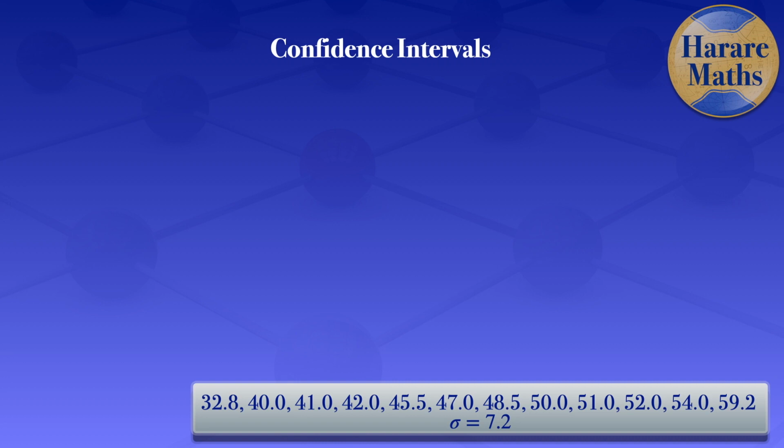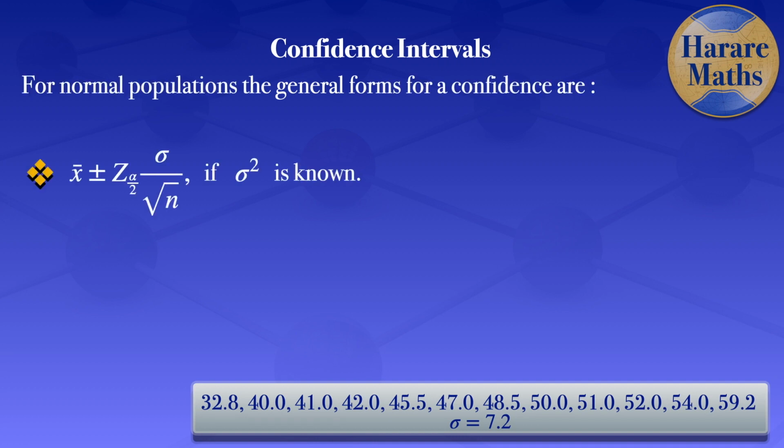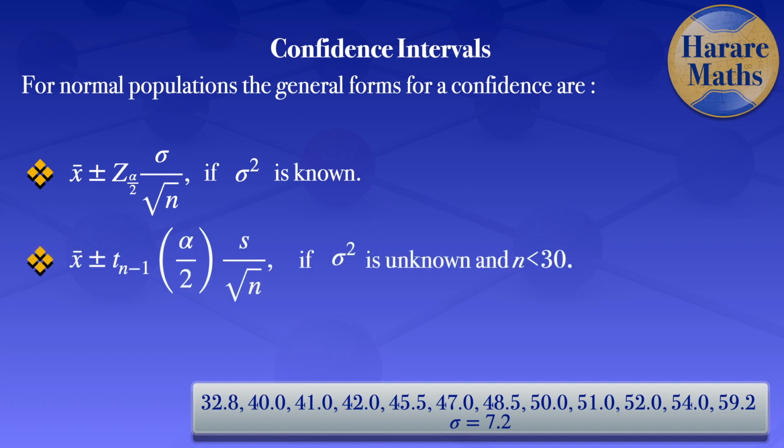When you have normal distributions, the confidence intervals are of the form, the first one, x bar plus or minus z alpha over 2 multiplied by sigma divided by square root of n if sigma squared is known. If sigma squared is unknown and n is less than 30, then the confidence interval is of the form x bar plus or minus t n minus 1 alpha over 2 s divided by square root of n.